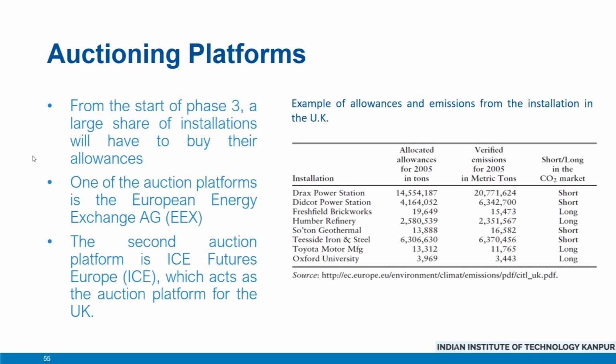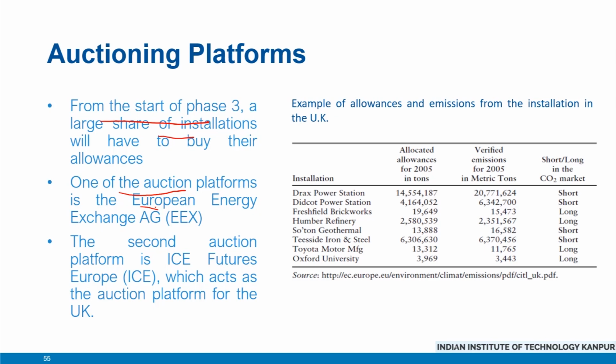Let us also briefly discuss the auction platforms. From the start of phase 3, a large share of installations will have to buy almost a part of their allowances to be able to comply with the EU ETS, with an increasing share over the years. One of the auction platforms is European Energy Exchange AG, EEX, acting as a transitional common auction platform for more than 25 member states and separately as the opt-out common auction platform for Germany.